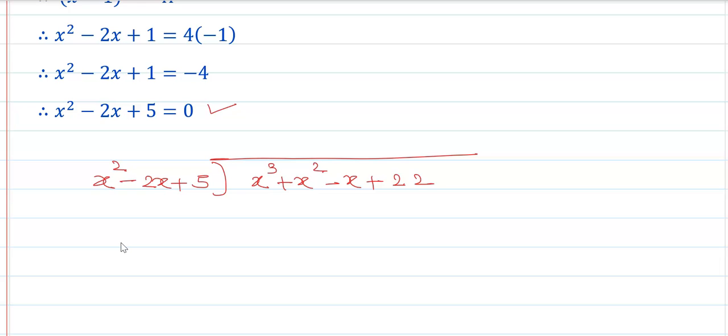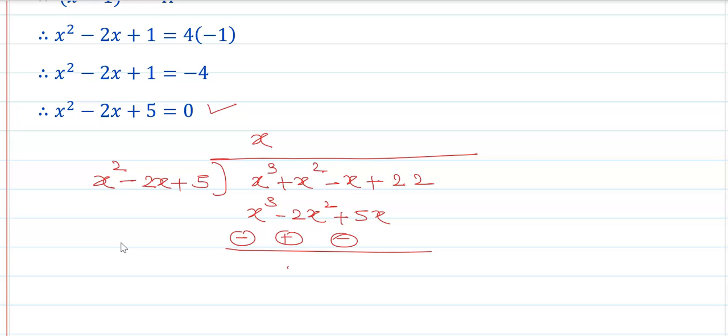Again consider the first term. It is x cube. To get the x cube, we have to multiply this divisor by x. We have to multiply by x. x into x square, you will get here x cube. x into minus 2x, you will get minus 2x square. x into 5, you will get 5x. Again minus, there is a plus and minus. Plus x cube minus x cube cancel. x square plus 2x square, you will get 3x square.